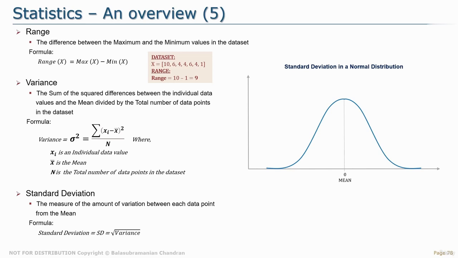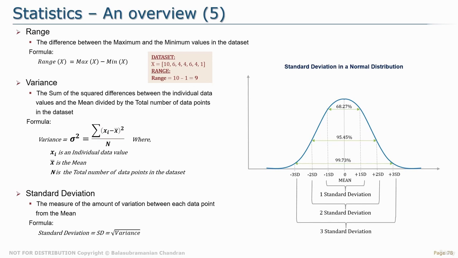As per the empirical rule, that is 3 sigma rule, that is a 68, 95 and 99.7 rule, 68.27% of the data points will fall within the 1 standard deviation, 95.45% of the data points will fall within 2 standard deviations, 99.73% of the data points will fall within the 3 standard deviations. Therefore, almost all the observed data will fall within 3 standard deviations.